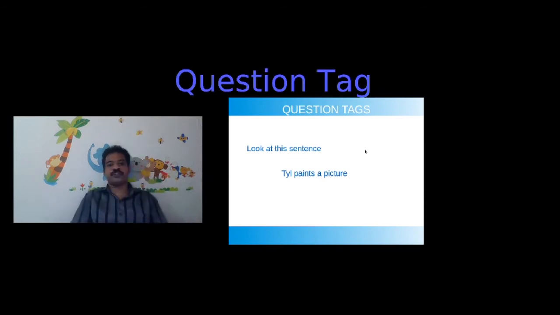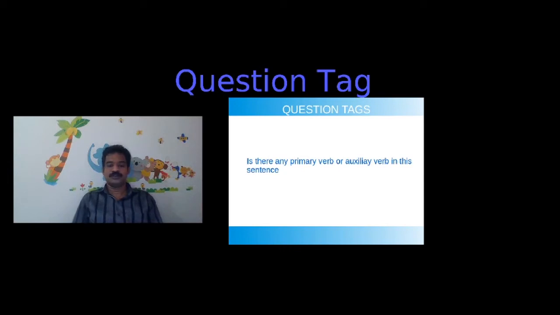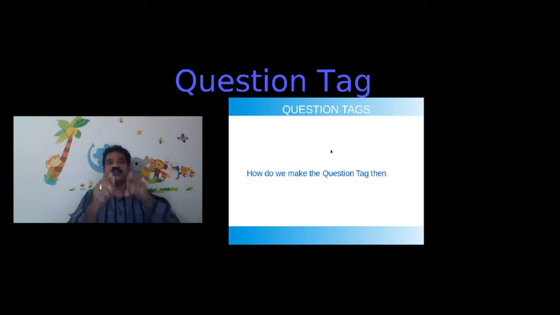Okay, look at this sentence. Till paints a picture. Can you tell me which is the verb in this sentence? Paints is the verb. In this sentence, can you find a primary verb or an auxiliary verb? No, there is no primary verb or auxiliary verb in this sentence. Then how do we make a question tag for this? How can we make a question tag for such a kind of sentence?